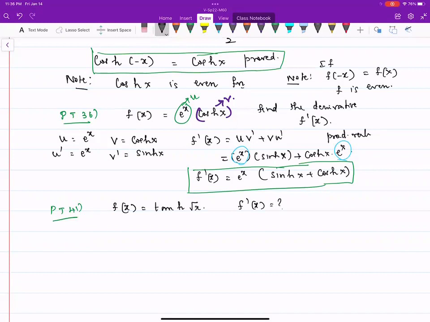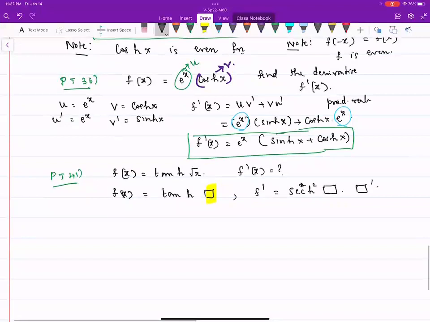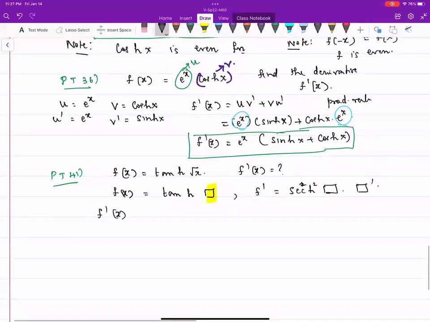So you have to recap again chain rule. So f of x can be written as tan h of a box, right? You have a box. So how do you do the derivative? F prime would be secant hyperbolic square of the box times derivative of the box. Derivative of tan h is secant hyperbolic square. So that's what we are going to do here. So that is by chain rule.